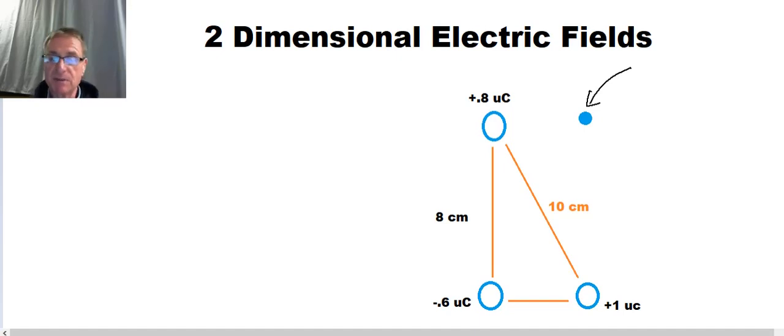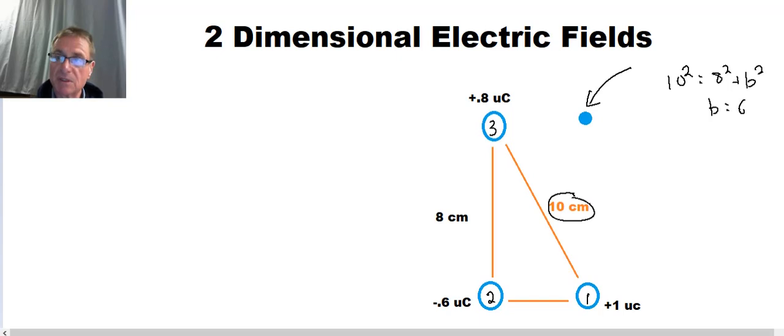What we have is some dimensions. We know it's 10 centimeters from this charge. I'm going to label this one number 1, number 2, and number 3. So I know that from 1 to 3 it's 10 centimeters. I know from 2 to 3 it's 8 centimeters. And we can get the distance from 1 to 2 using the Pythagorean theorem. So 10 squared is going to equal 8 squared plus, I will call that b squared, and b is going to turn out to be 6 centimeters.